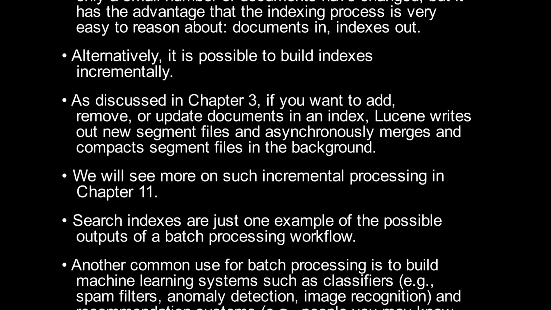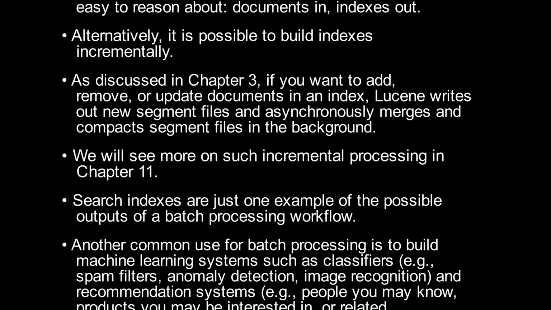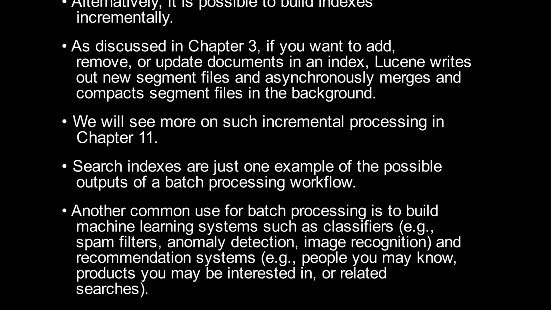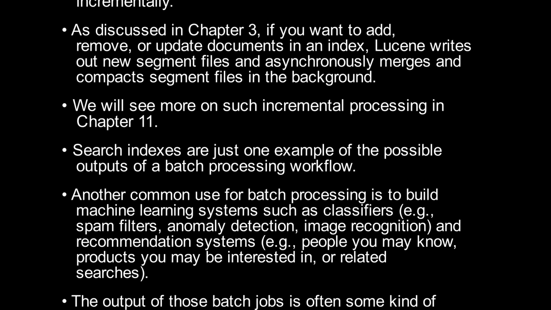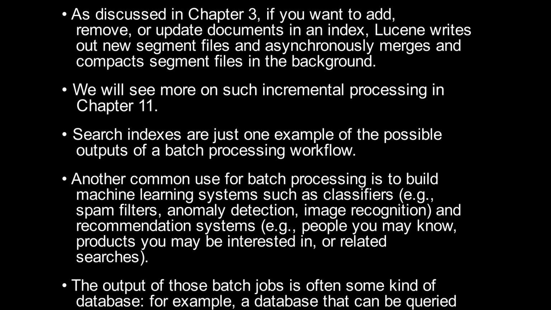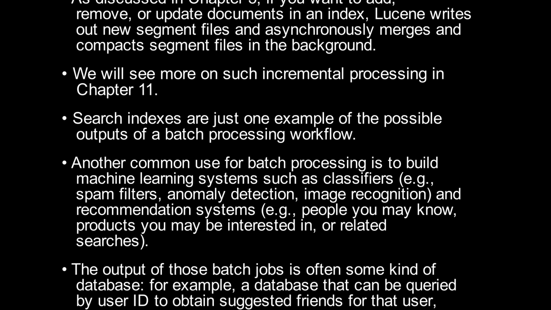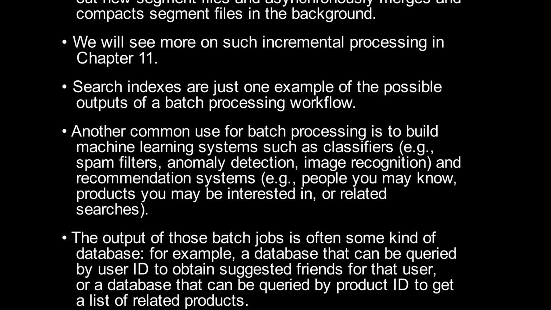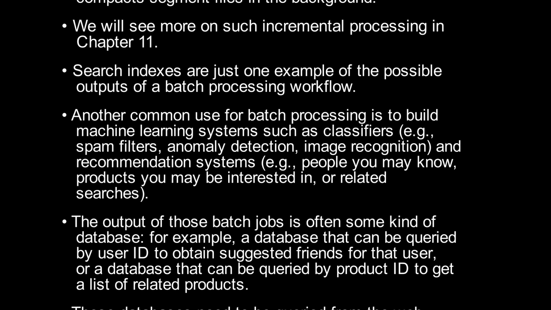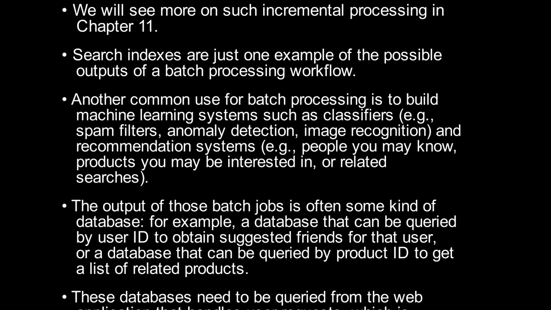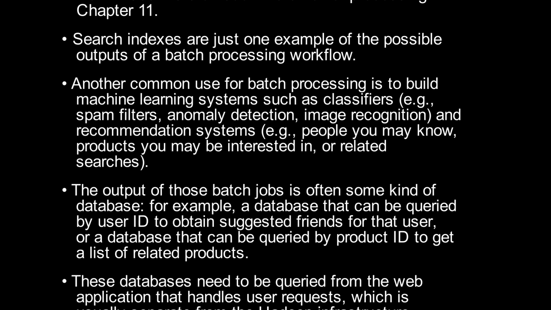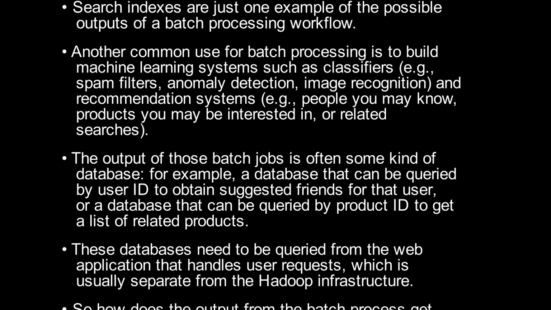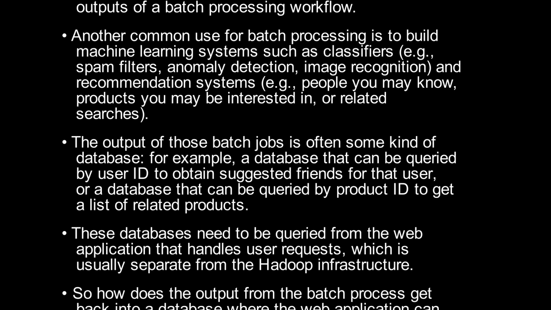Search indexes are just one example of the possible outputs of a batch processing workflow. Another common use for batch processing is to build machine learning systems, such as classifiers, for example spam filters, anomaly detection, image recognition, and recommendation systems, for example people you may know, products you may be interested in, or related searches. The output of those batch jobs is often some kind of database. For example, a database that can be queried by user ID to obtain suggested friends for that user, or a database that can be queried by product ID to get a list of related products.